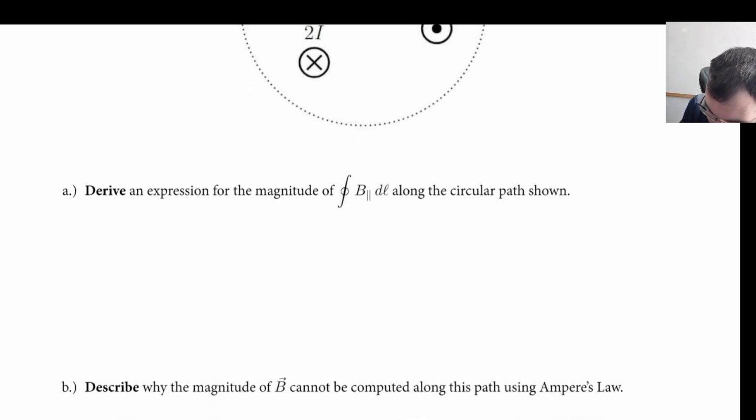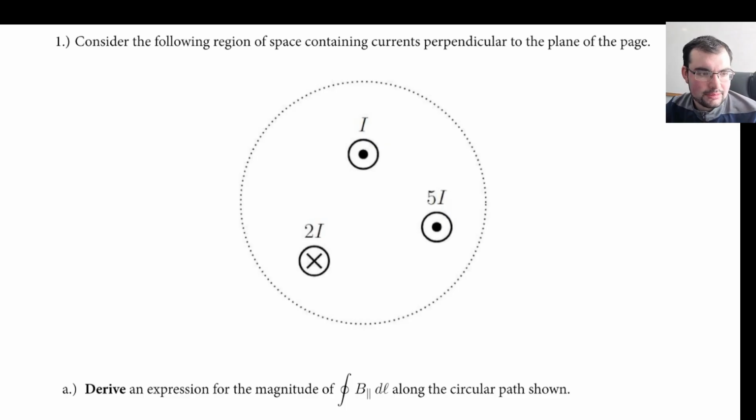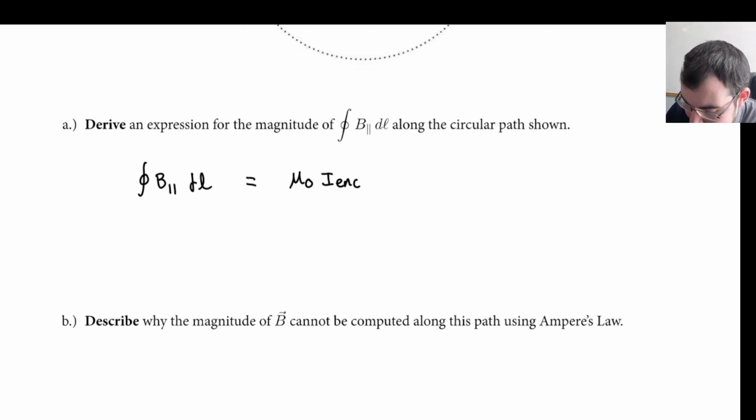So, Ampere's law says magnetic circulation is just equal to mu naught times I enclosed. So we want the magnitude of it. So just like if we wanted the net electric flux, we just look at what is being enclosed.